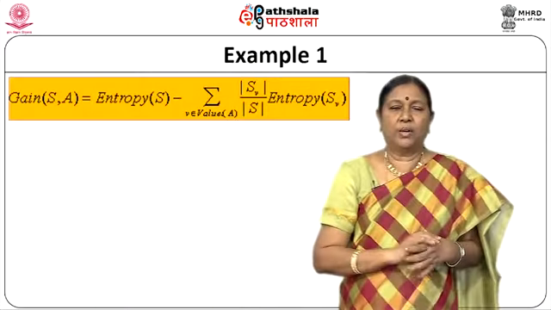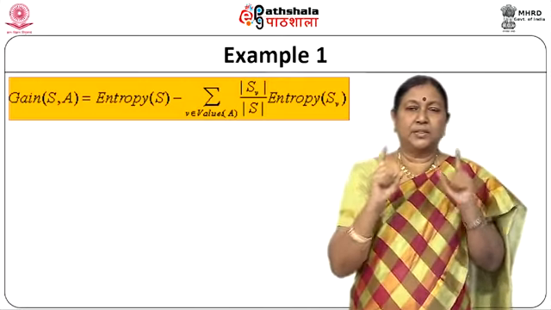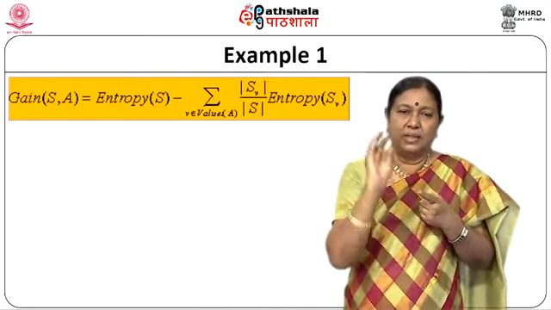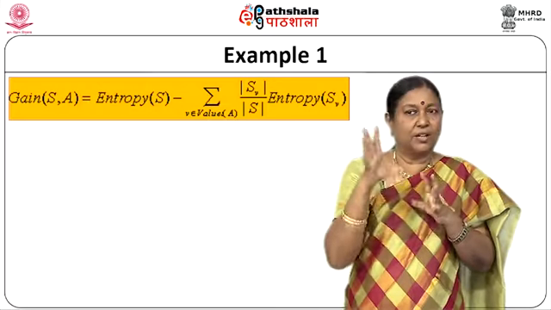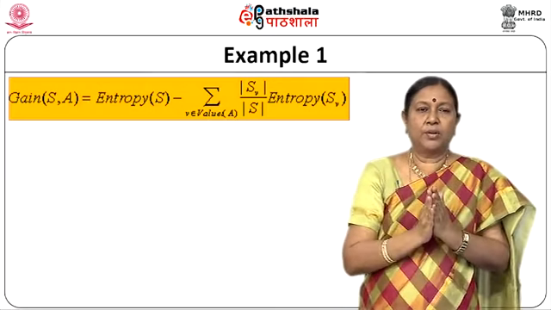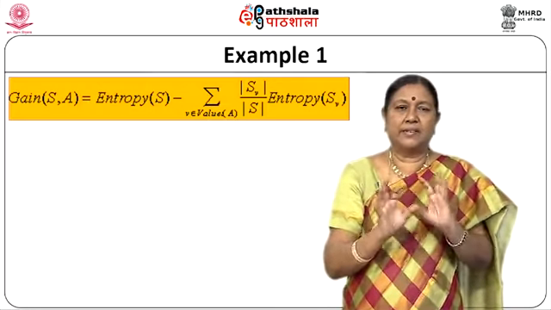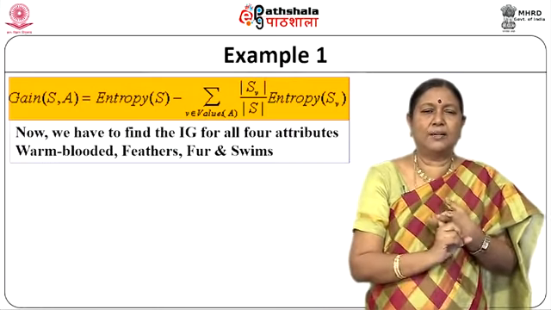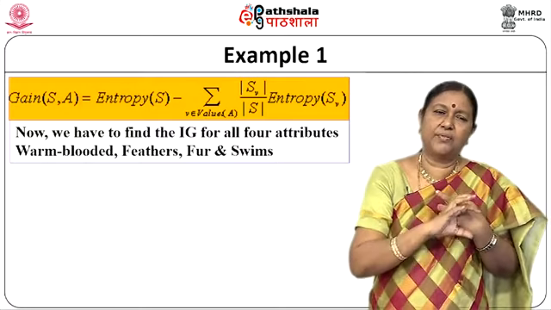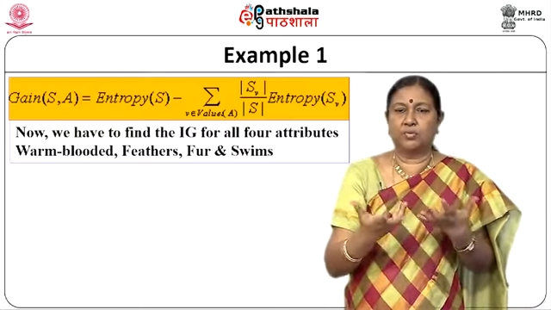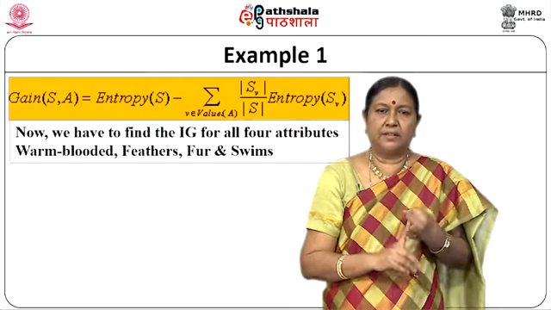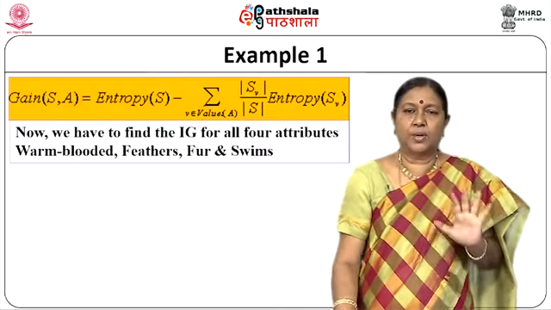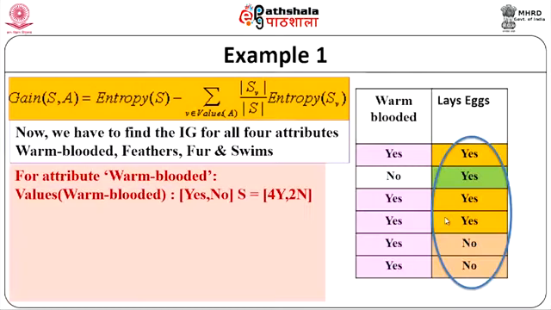Okay. So, what we are bothered about now is which attribute to select. In the same example, we saw the entropy of the complete set. Now we want to know how to divide it such that we have the best gain. So, we have to find out the information gain for all the 4 attributes we use: warm blooded, feathers, fur and swims. That is what we are going to do. So, how do we do this?